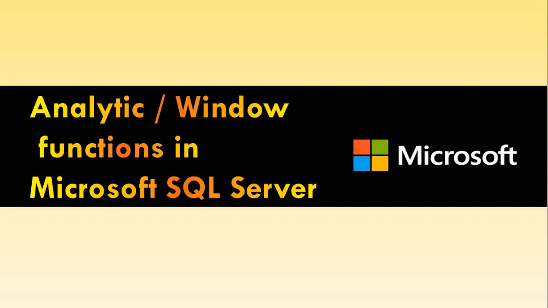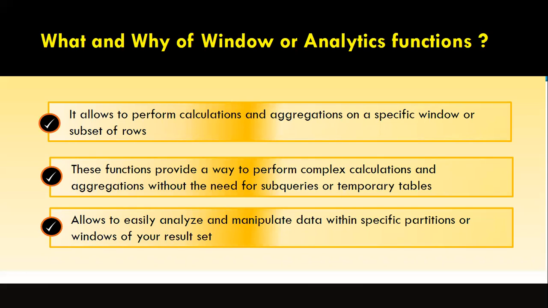So first of all, let us understand what an analytic or window function in SQL Server is. These functions allow us to perform calculations across a set of table rows that are somehow related to your current row. For example, you want to display the region-wise sales, along with the running total, or the total sales along with each and every transaction. That is possible with window functions.